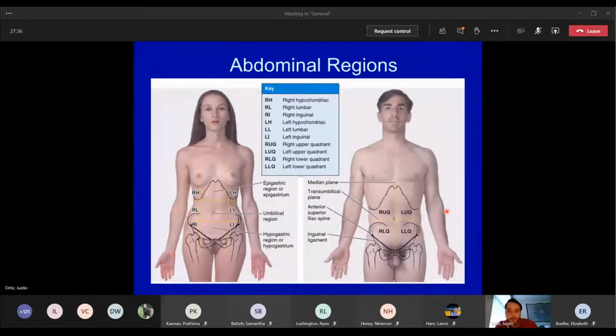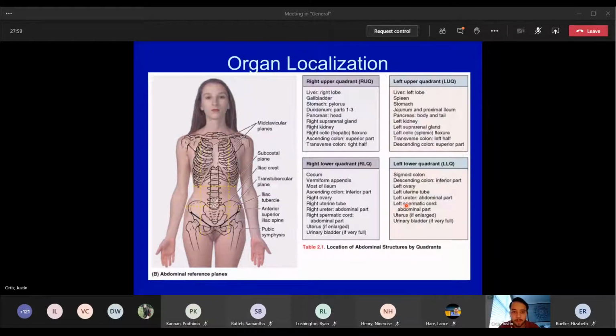All right, so for abdominal regions, I would cross this image out. You don't need to worry about the 9 quadrants. He said in class, don't worry about that, he's not going to test on those. The ones that you really need to worry about are these 4 quadrants on the right-hand side, which are the right upper, the left upper, the right lower, and the left lower. We'll show that in the upcoming slides.